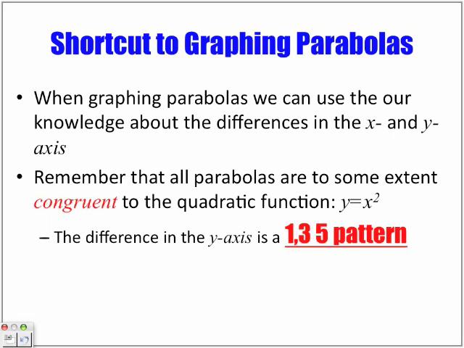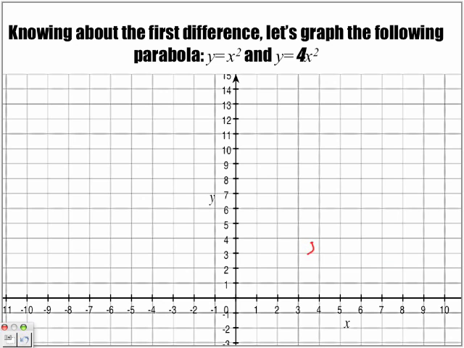So remember that all parabolas are to some extent congruent to the quadratic function y is equal to x squared. The difference in the y-axis is the 1, 3, sorry, this should be the 1, 3, 5 pattern. Okay, and we're going to try graphing this and try to remember the key concept of the 1, 3, 5 pattern when we're graphing the next parabola. Now we're going to graph the following parabola here. We're going to graph both the original one, y is equal to x squared, and y is equal to 4x squared.